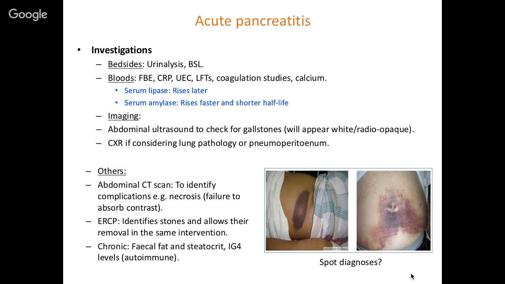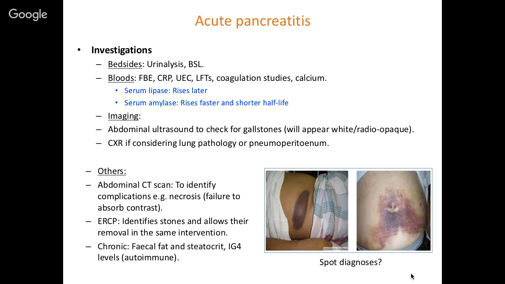So LFTs could be a few different pictures. If it's an obstructive jaundice picture due to cholelithiasis, you might see an elevated ALP and GGT. If it's acute pancreatitis caused by an acute binge of alcohol, you might only see an isolated spike in the GGT. Whereas if it's something more like chronic alcoholism, you might see moderately elevated ALT and AST. Remember we talked about some of the different patterns of liver function tests last week.